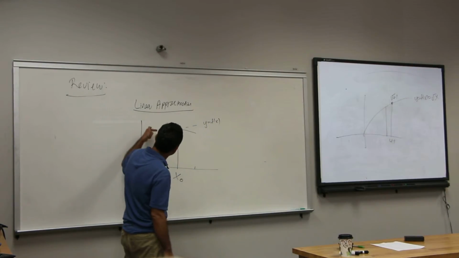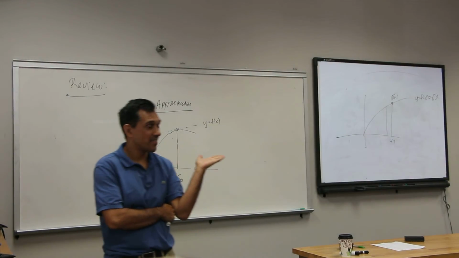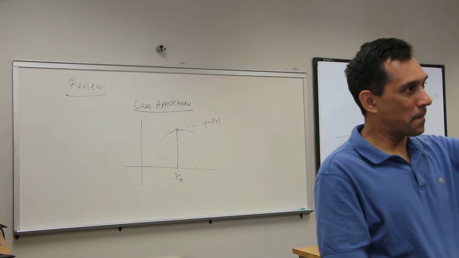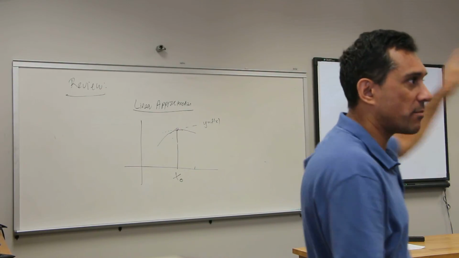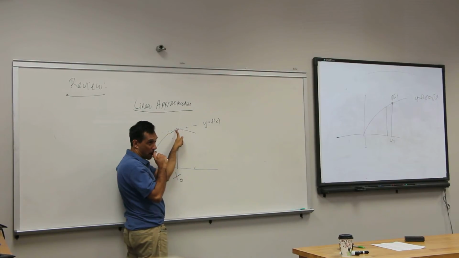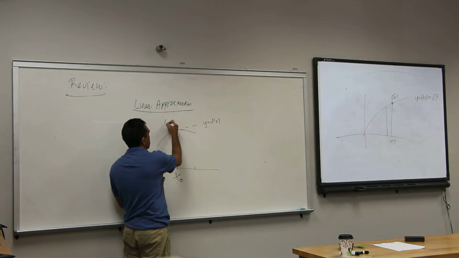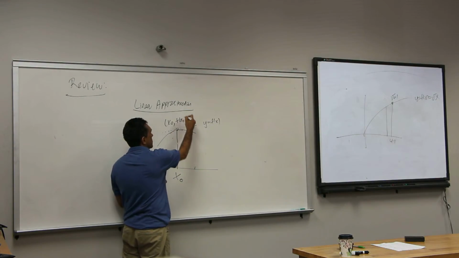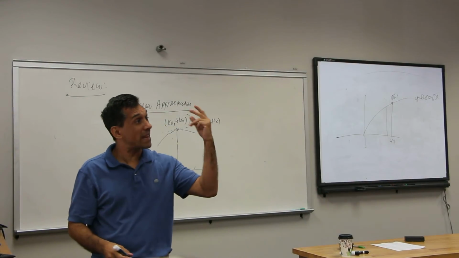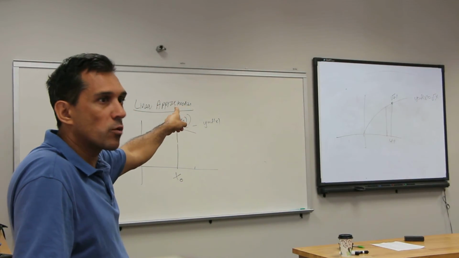How do I find the equation of this line? Well, you're going to ask your college algebra friends. They say, give me the slope and give me a point. Well, who can give me a point on this curve? The point is x0, f of x0, not x and y. 4.1 and f of 4.1.